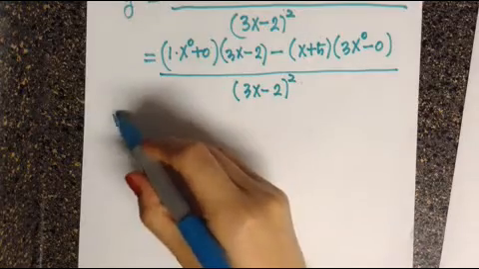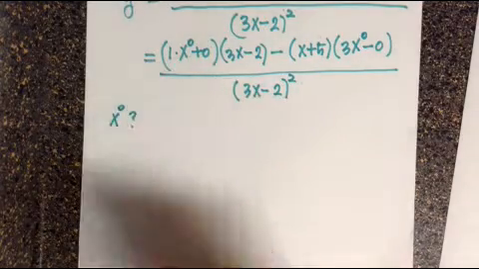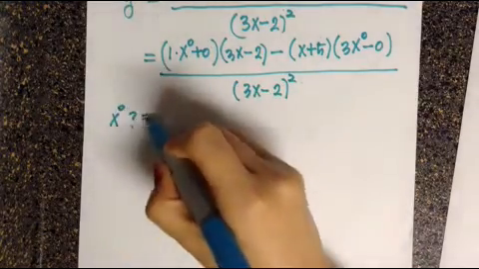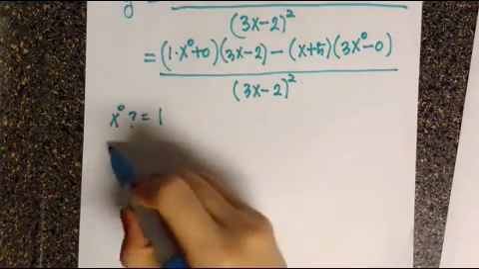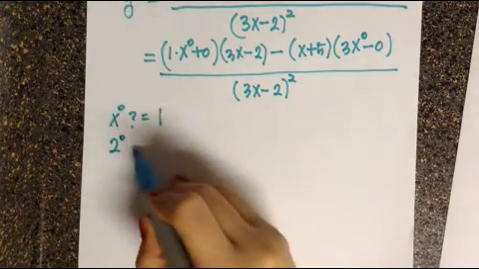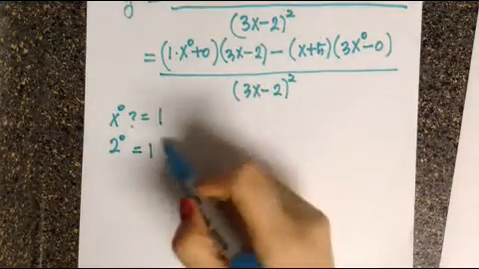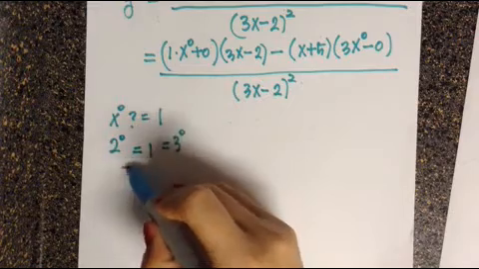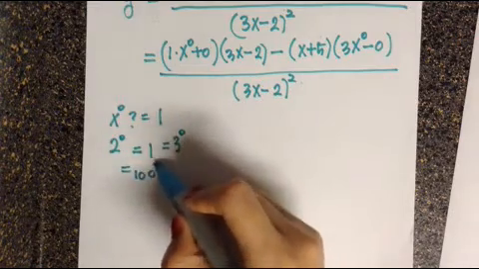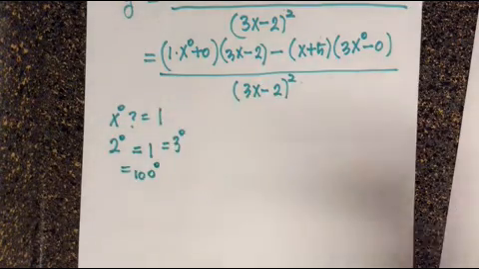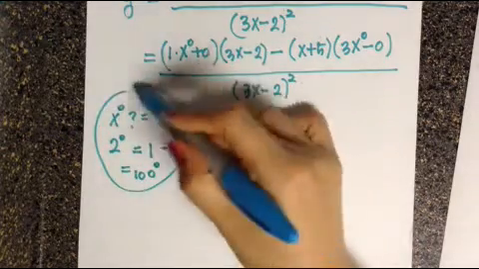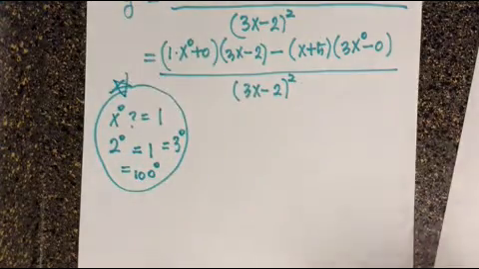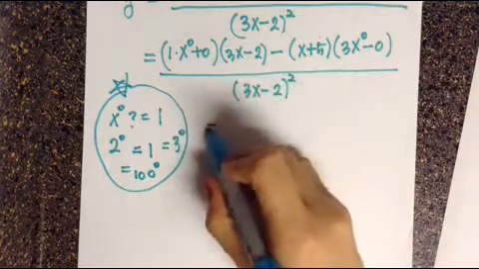Okay, what is x to the 0? That is 1. What about 2 to the 0? That is 1. Then what about 3 to the 0? That is 1. Also 100 to the 0? That is 1. Everything is 1. Okay, let's go back to the problem.